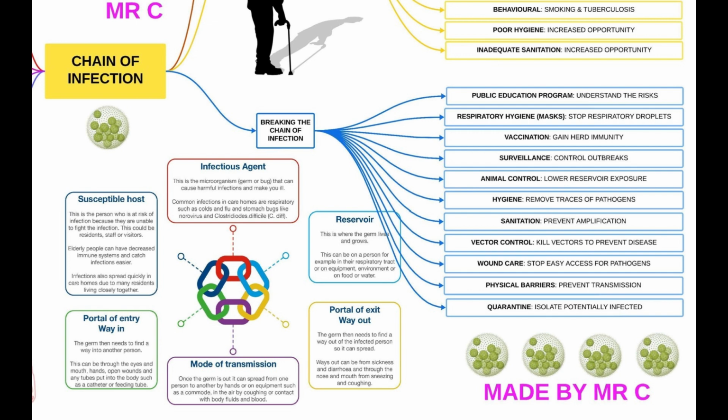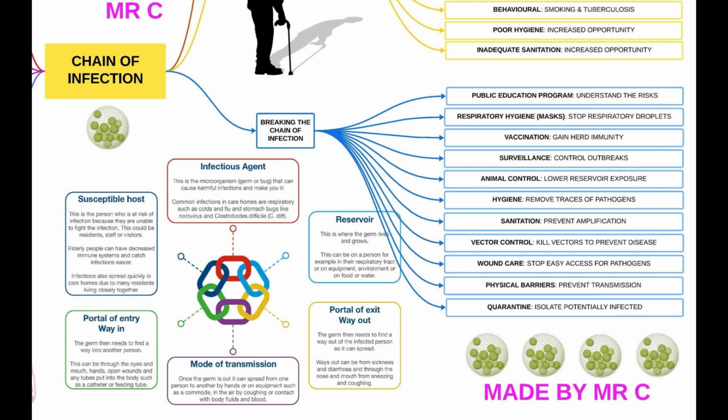Now, how do we break the chain? Well, there are public education programs so that everyone understands the risks of their behavior and their lifestyle and their diet, etc. Respiratory hygiene is super important. Wearing of a mask so you don't spread your flu symptoms. In vaccination, the population can gain herd immunity.